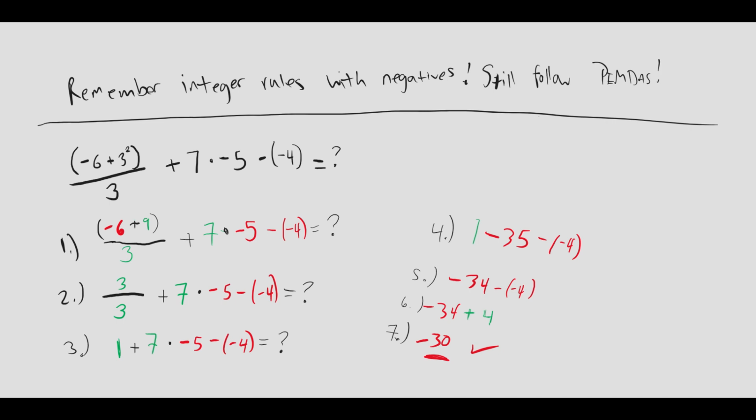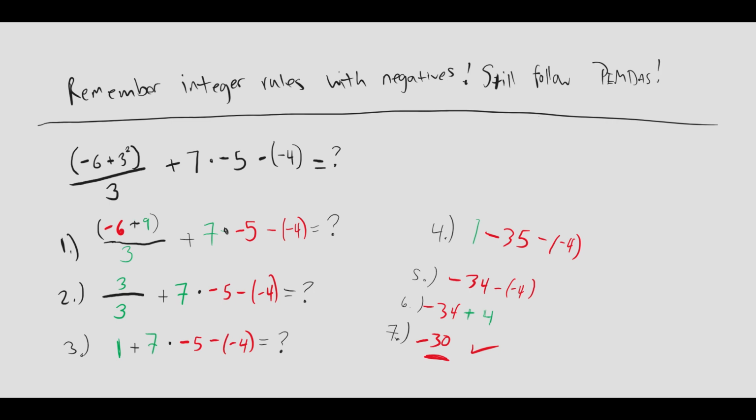Next we're going to handle the negative 6 plus 9 that's inside the parentheses. That's going to come out to 3, since the 9 is 3 bigger than the negative 6. Then we have division going from left to right. 3 divided by 3 is going to make 1. And now I'm reading 1 plus 7 times negative 5 minus negative 4. Well, I have to handle multiplication next. 7 times negative 5 is going to make negative 35. Then going left to right, I handle addition and subtraction. 1 minus 35 is negative 34.